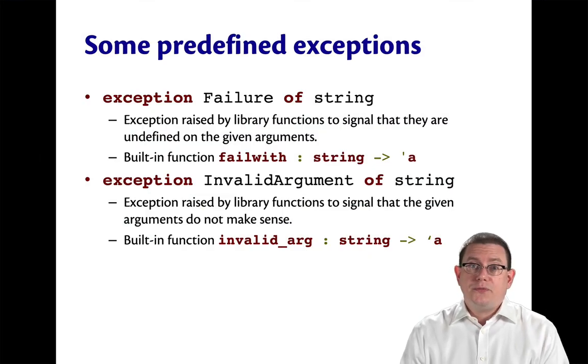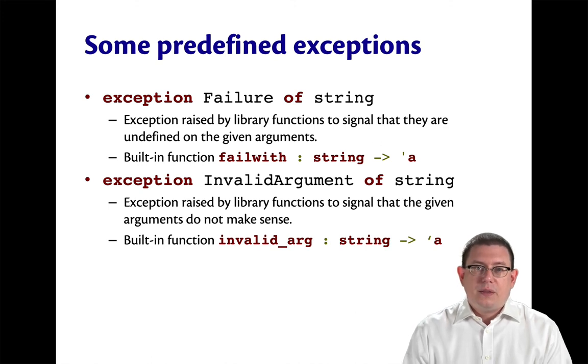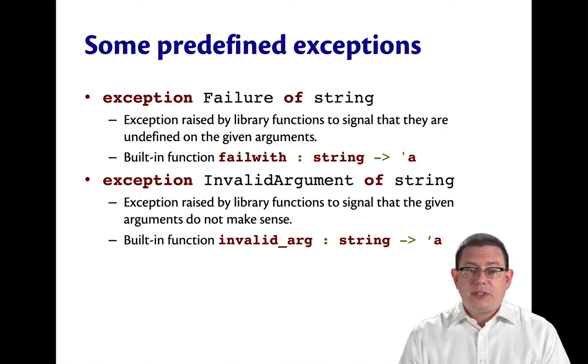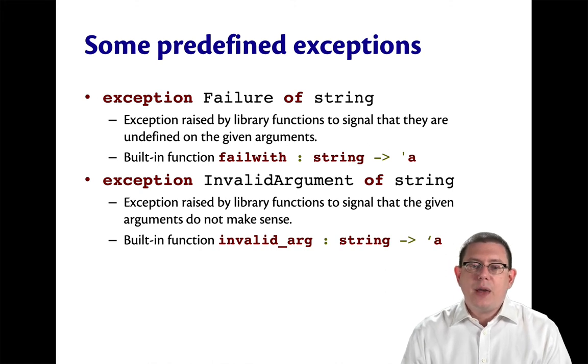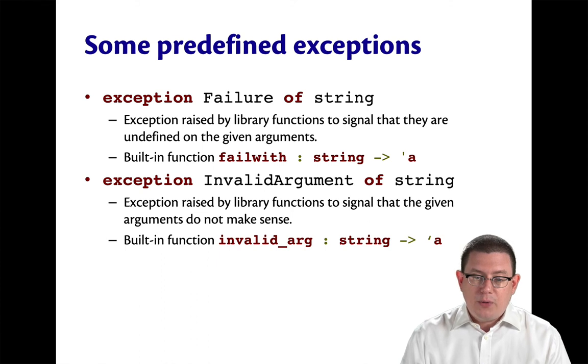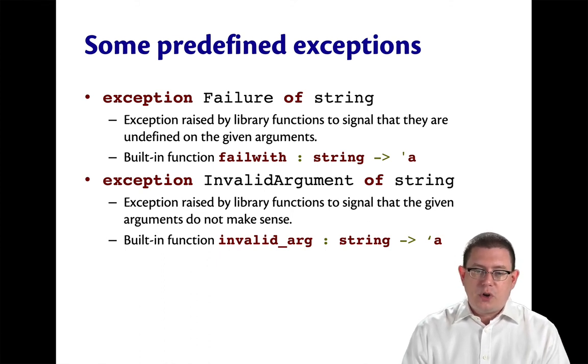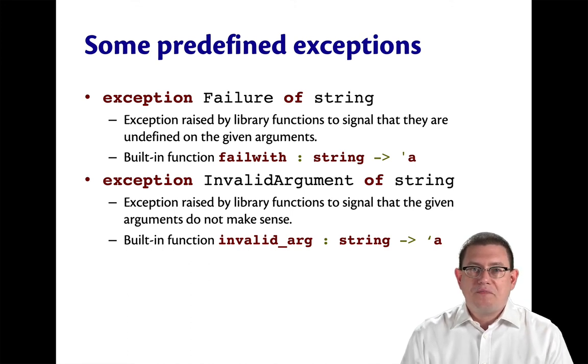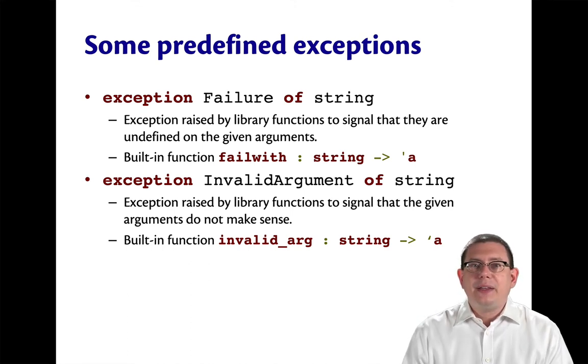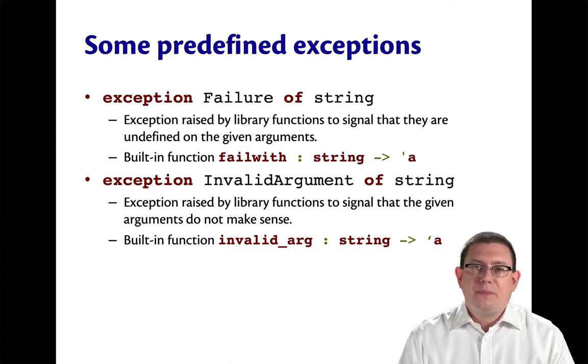There are many predefined exceptions in the standard library. Two useful ones are Failure and Invalid_argument. They both carry strings with them so that you can supply a helpful error message. The documentation in the standard library of Failure says that it is an exception raised by library functions to signal that they are undefined on the given arguments. Compare that to the documentation of Invalid_argument, which says it's an exception raised by library functions to signal that the given arguments do not make sense. Now, if those sound a lot alike to you, you are right. In reality, we could have gotten away with just one of them, but we have both.